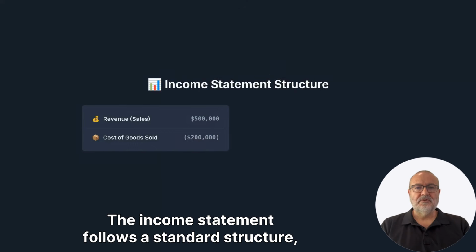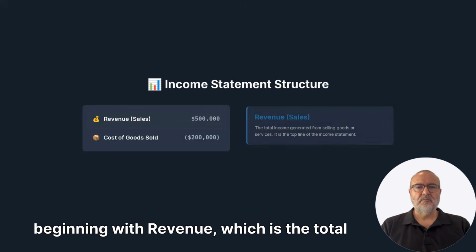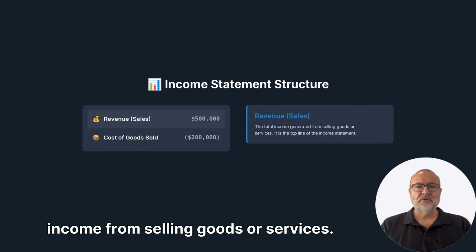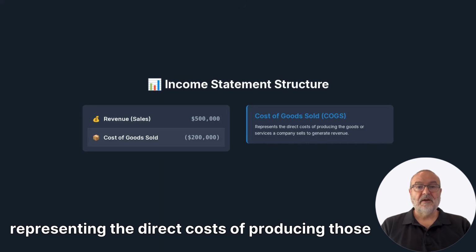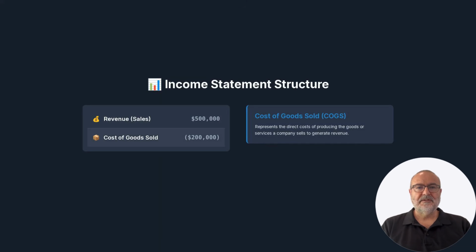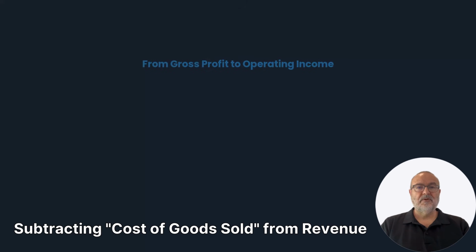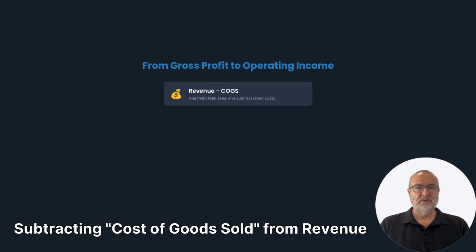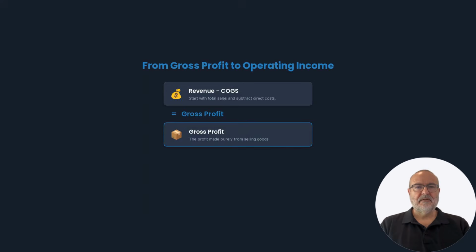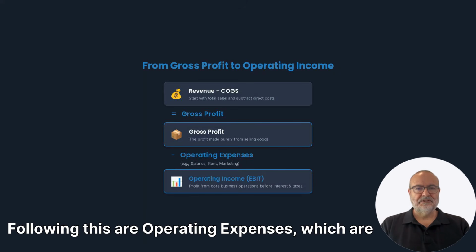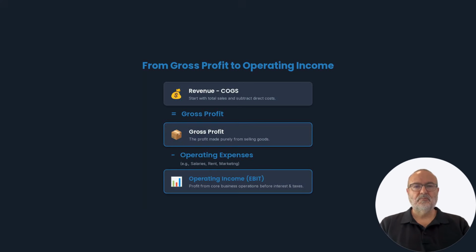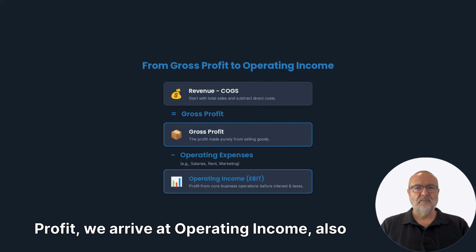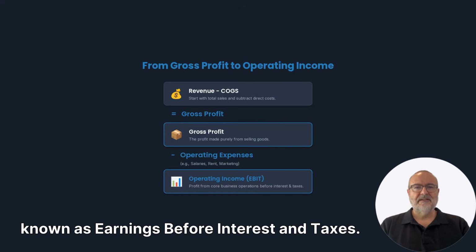The income statement follows a standard structure, beginning with revenue, which is the total income from selling goods or services. Next, we have cost of goods sold, representing the direct costs of producing those goods or services. Subtracting cost of goods sold from revenue gives us gross profit. Following this are operating expenses, which are indirect costs like salaries, rent, and marketing. When operating expenses are deducted from gross profit, we arrive at operating income, also known as earnings before interest and taxes.